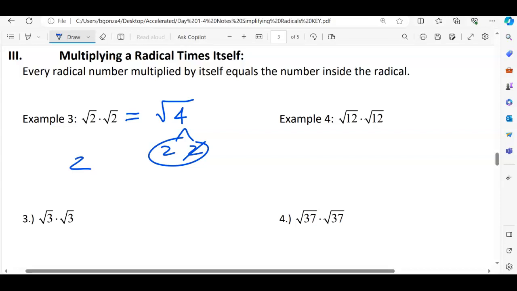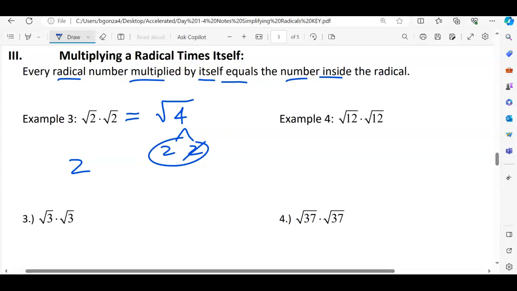Now, if you read the little instructions, what does it tell us? If you have a radical multiplied by itself, it's going to equal what? The number inside the radical. So look, if I have a square root of 2 times the square root of 2, remove the square root and you just have 2.